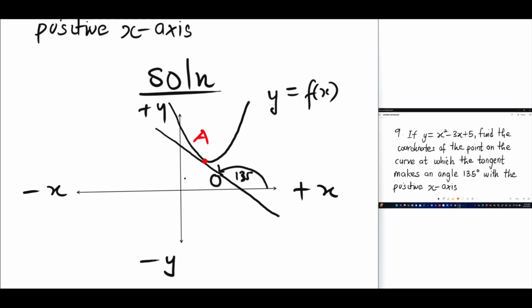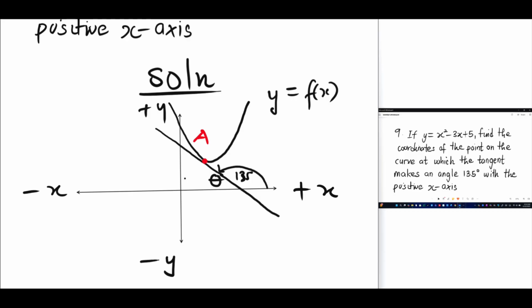Now, if you want to determine the slope, you just take tan of the angle that the tangent makes with the positive x-axis, which is tan 135 degrees. So that's how we go about it. So it's going to be tan 135 degrees. Then you get the slope of the given tangent.